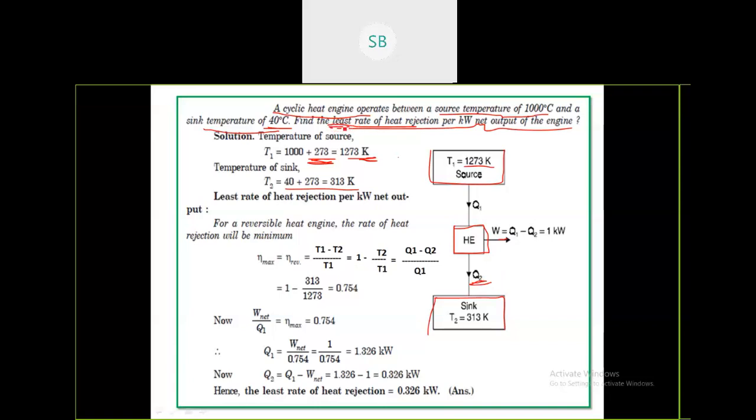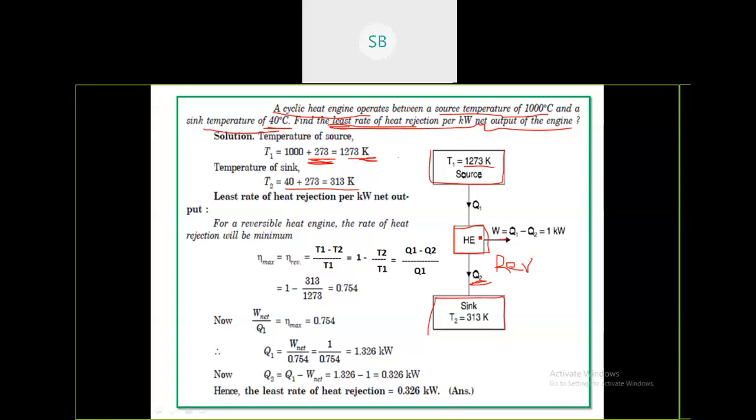Why is it given as least? If it is given as least, it means we have to find the heat rejection when this engine is reversible. Least means what? Suppose it is a normal engine; a normal engine may be a reversible engine, right? And what we already studied is that any reversible engine will have maximum efficiency. So the efficiency of a reversible engine is more than that of an irreversible engine.